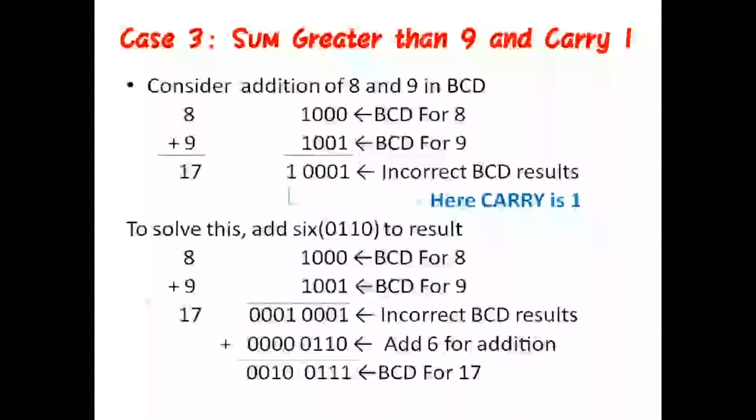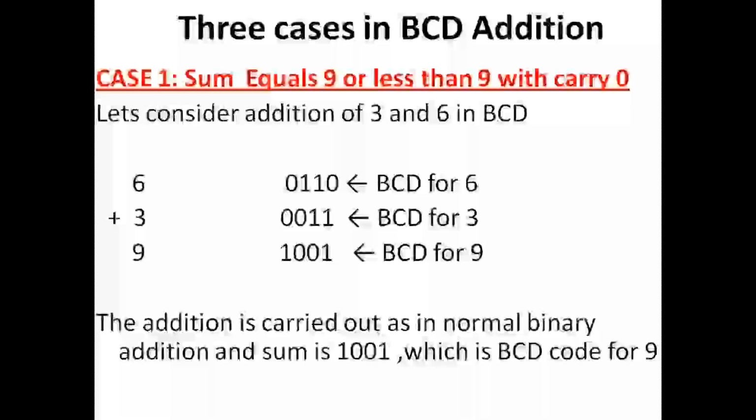If you notice here, this is case 1. I'm going to repeat again. This is case 1 where the sum is equal to 9 or less than 9. In that case, we don't have any problem. Just add the two binary numbers and finish off the case.